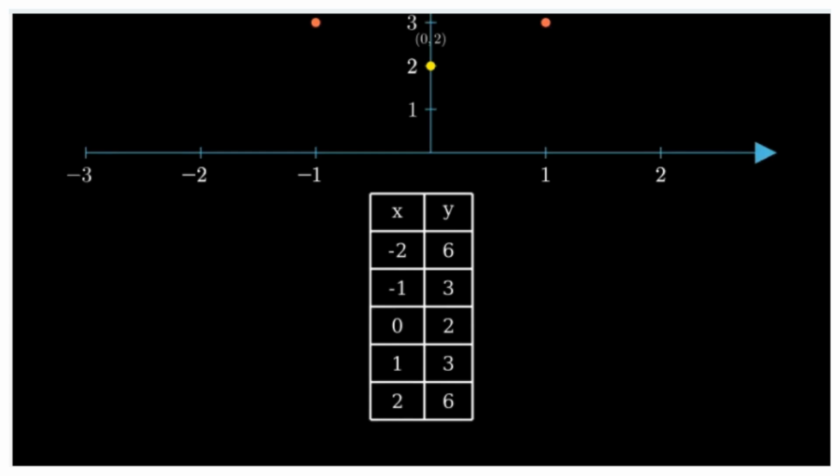Now that we have our points plotted, let's connect them with a smooth curve to create our parabola. Let's notice some key features of this parabola. First, it's symmetric about the y-axis. Its vertex is at 0, 2, which means it's been shifted up 2 units from the basic parabola y equals x squared. And it opens upward because the coefficient of x squared is positive.